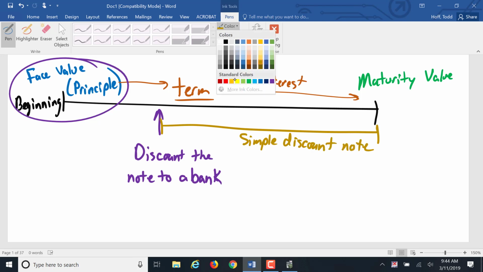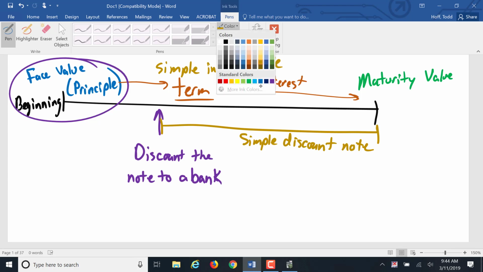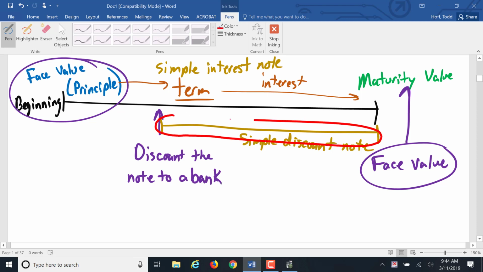This original note, if you recall, would be a simple interest note, because we're starting with that face value and adding interest to it to get a maturity value. This simple discount note now uses a face value. Remember, the face value is the ending value, which will be the same as the maturity value of that original note. The period is the length of time from that discount to what would have been the end of the original note. And of course, there's a separate rate given. So let's take a look at some examples of this and the steps in calculating the result.